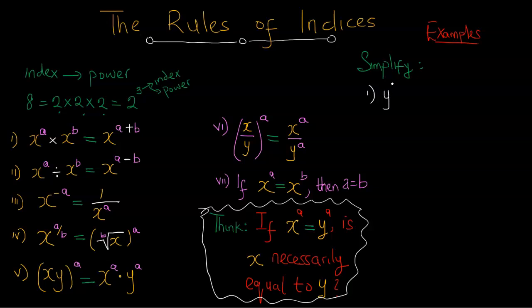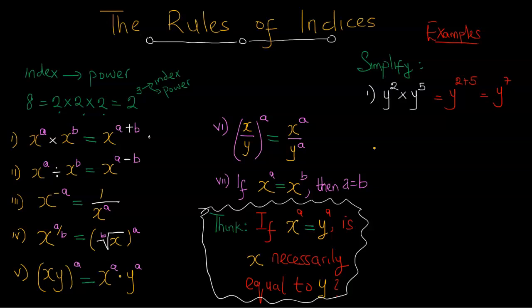So the first one is y squared times y raised to the power of 5. What we are just going to do here is compare what we have here with these laws and see the one that perfectly matches it. Here we can see that we've got the same bases, y and y, and a multiplication between them. So the first rule is going to be most applicable. The first rule says, just take the base and add the indices. So this is just going to be y raised to the power of 2 plus 5, and this is y raised to the power of 7.